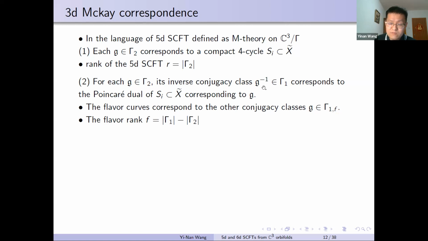And because of the definition of the h function, this inverse conjugacy class will have an h function equal to 1. So that's an element of gamma 1. And in fact, geometrically, this should correspond to a 2-cycle in the resolved geometry. And this 2-cycle is exactly the Poincare dual of the 4-cycle that corresponds to the g in gamma 2.